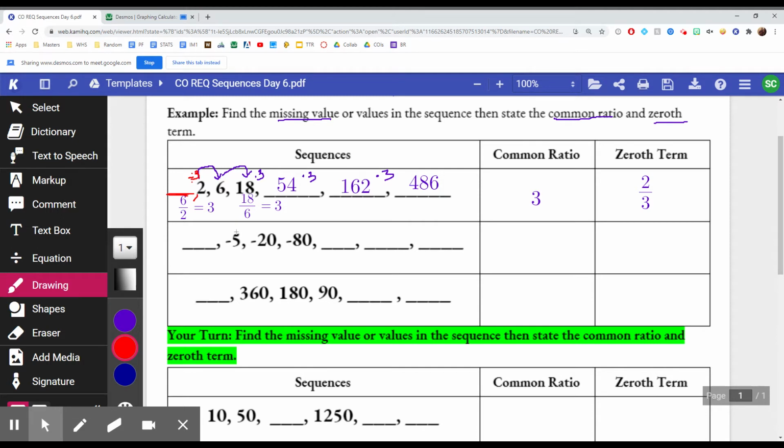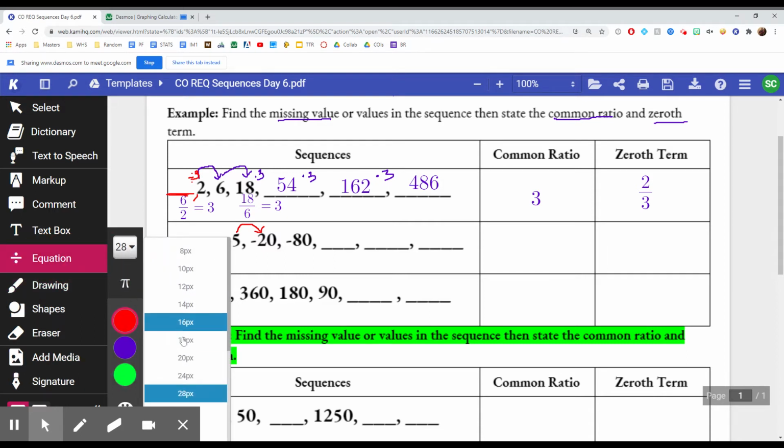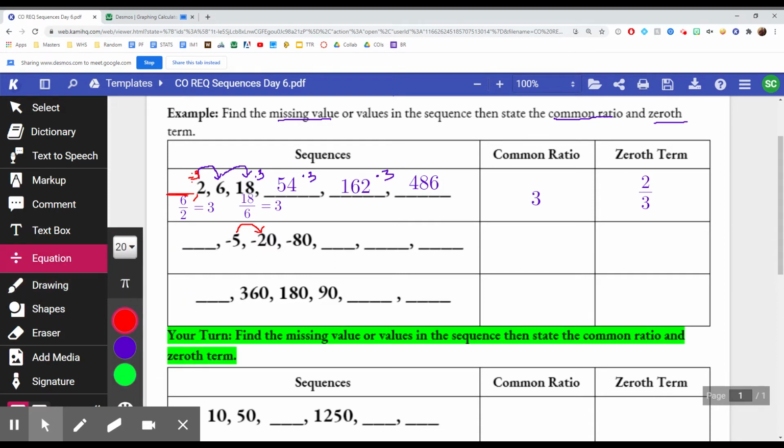What are we doing to -5 to make it into a -20? Let's go ahead and divide -20 divided by -5. You see how my negative looks all weird? I don't want it out there. I want it with the 20.